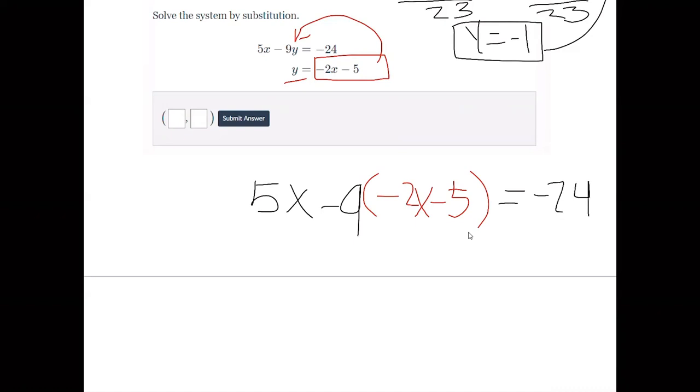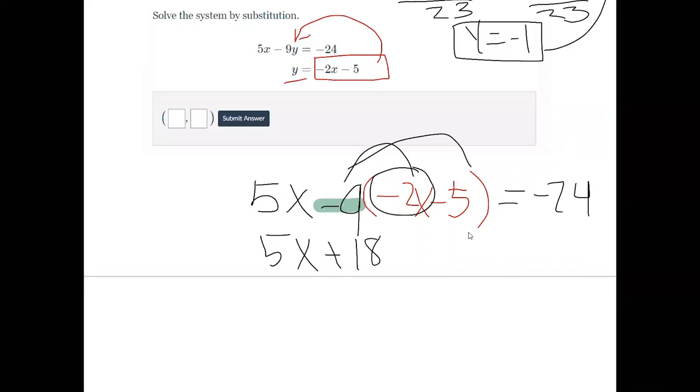Similar to the first example, we're going to have to distribute, but be really careful. See how this is a minus 9 in front? Pay close attention to that minus sign. That means when you distribute, you really want to distribute a negative 9. So we would have 5x, that just comes down. But remember, you're really doing negative 9 times negative 2x. Well, a negative times a negative would be positive, so that's going to be a plus 18x, since negative 9 times negative 2 is 18x.